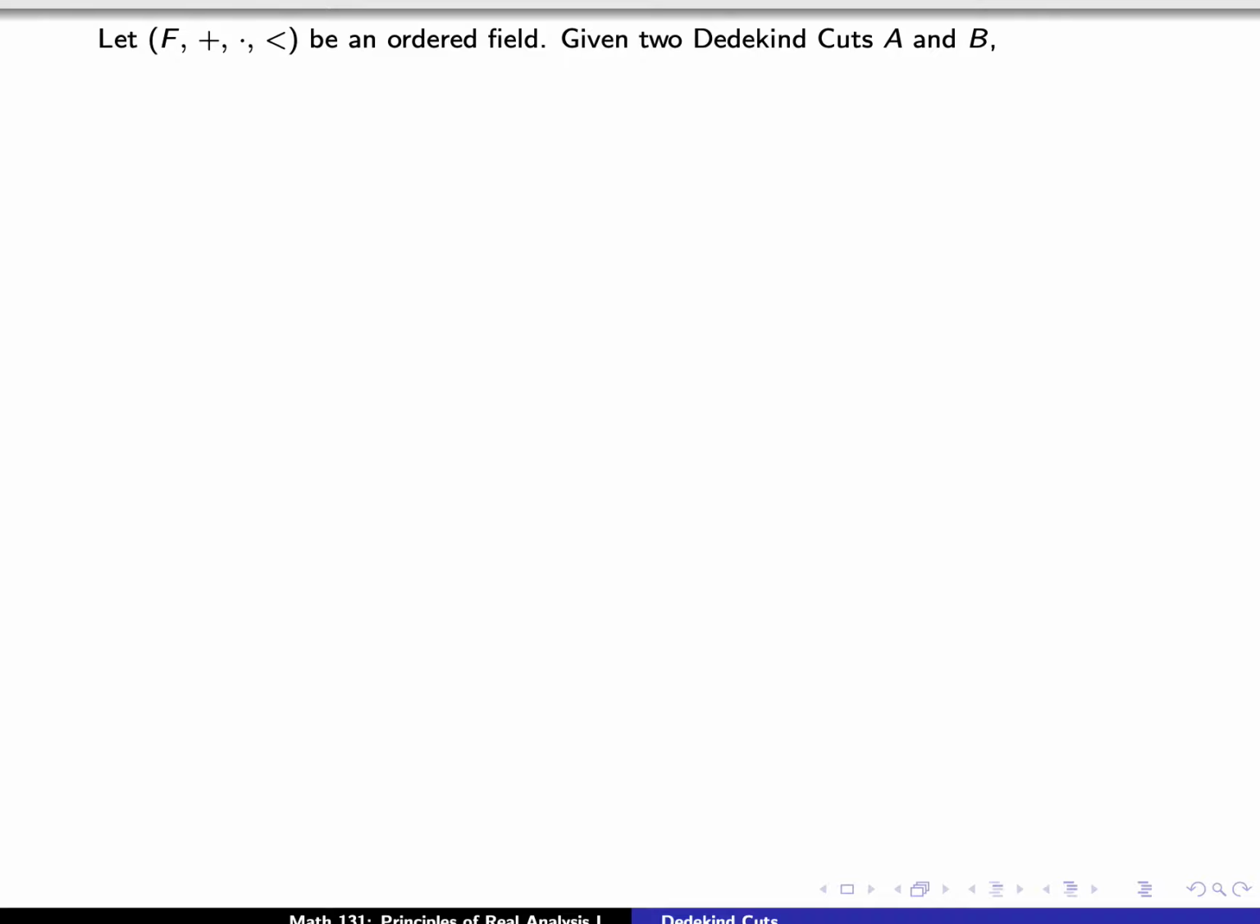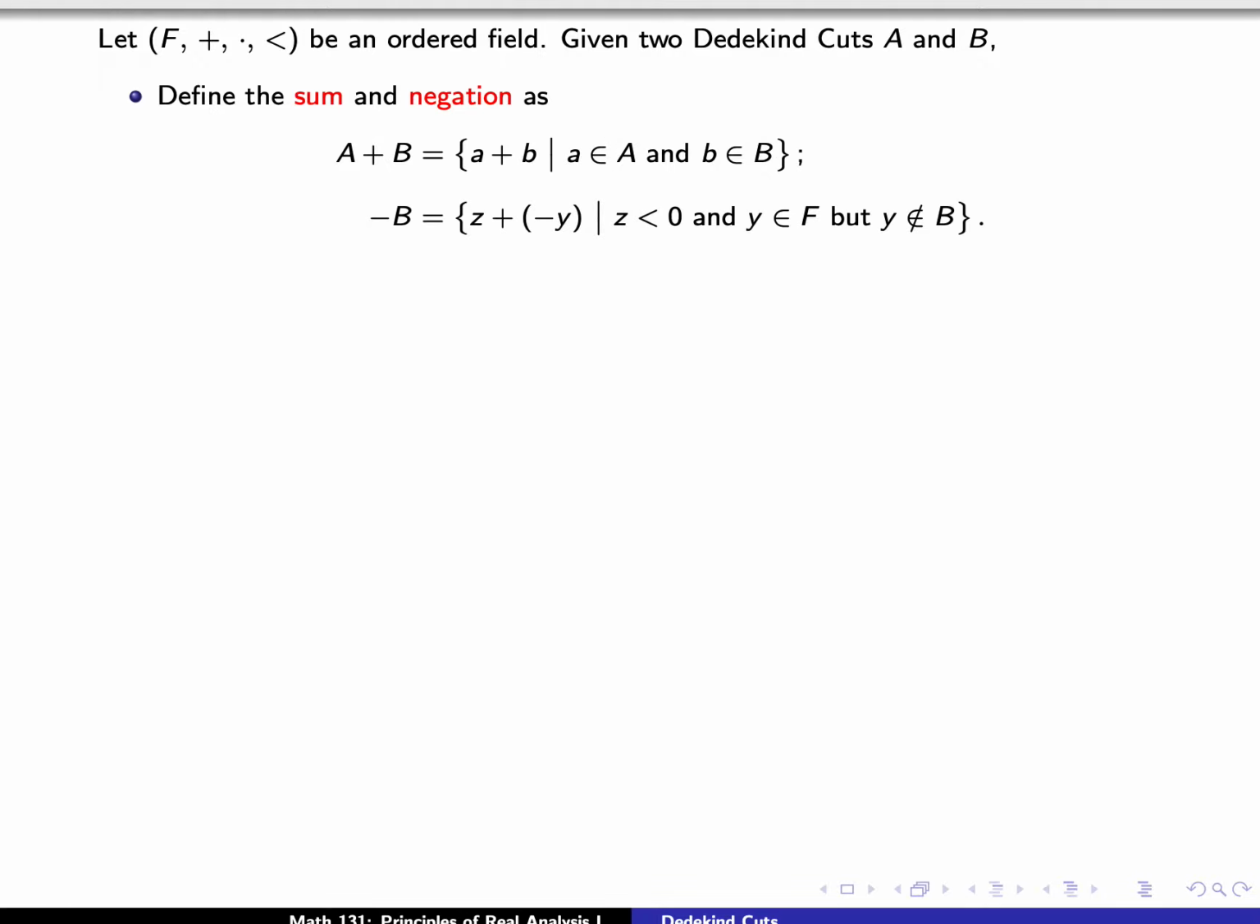Now let's try to make some definitions here that will turn our collection of Dedekind cuts into a complete ordered field. Given two Dedekind cuts, capital A and capital B, let's make the following definitions. First, we'll define the sum and negation in the way that you see here on the screen. It's a rather awkward definition, but we'll explain why on the next slide we're making these choices.